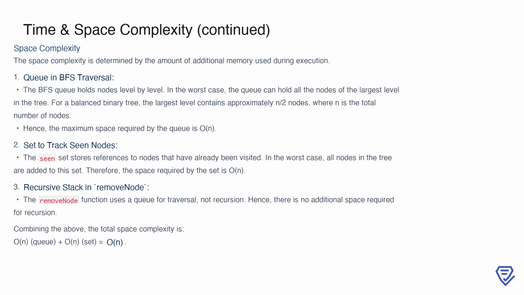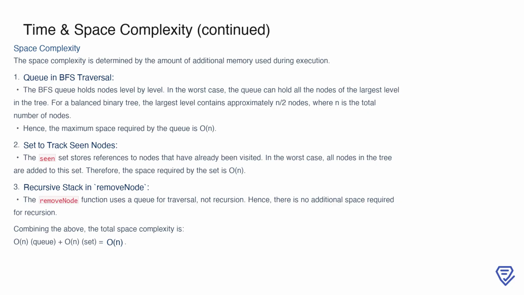Now, let's examine the space complexity, which depends on the additional memory the algorithm uses during execution. First, consider the BFS queue. As the algorithm traverses the tree level by level, the queue temporarily holds nodes from the largest level of the tree. For a balanced binary tree, this largest level can contain roughly n/2 nodes, making the queue's maximum space usage proportional to n. Next, we have the scene set, which keeps track of all visited nodes to prevent redundant processing. In the worst case, this set will store all n nodes in the tree, contributing O(n) to the space complexity.